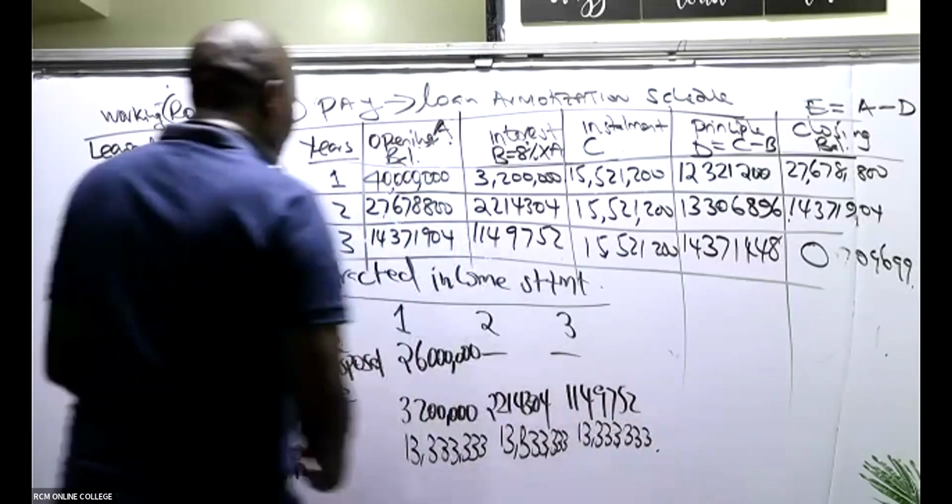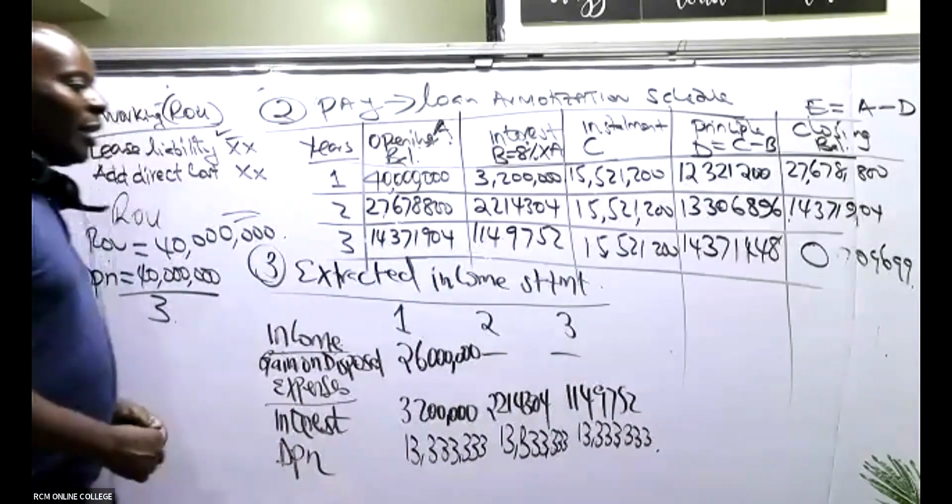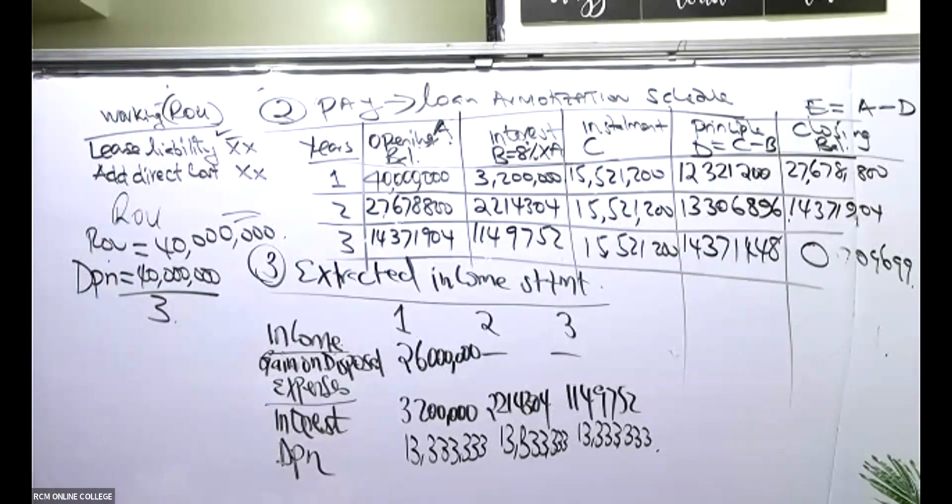And now you are through with your extracted income statement. These are the numbers you'll be able to take out for your income statement pertaining to your leased assets. These are the numbers you should take to have the full income statement pertaining to this extracted income statement. So please ask questions, feel free to ask questions, feel free to make contributions.